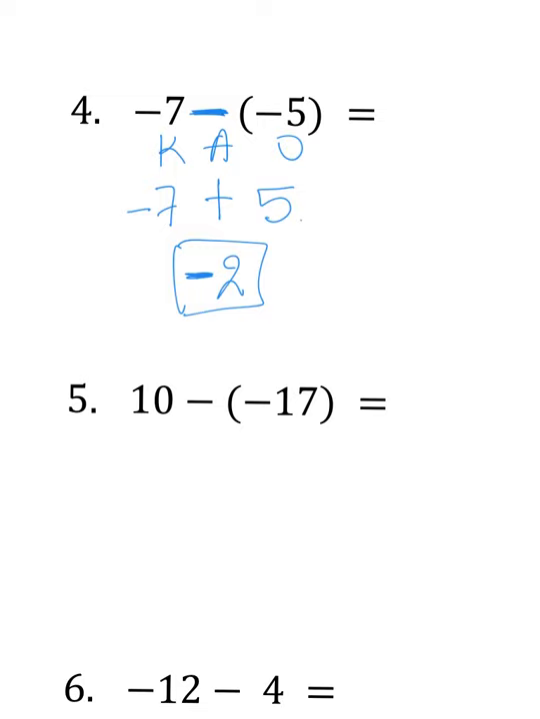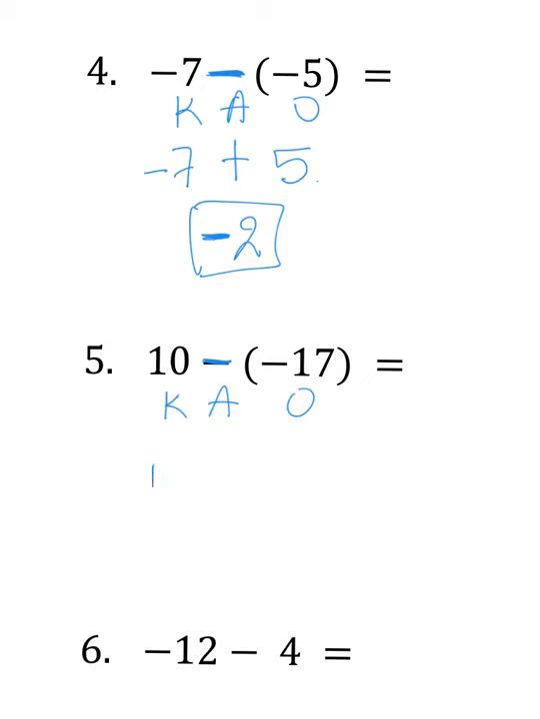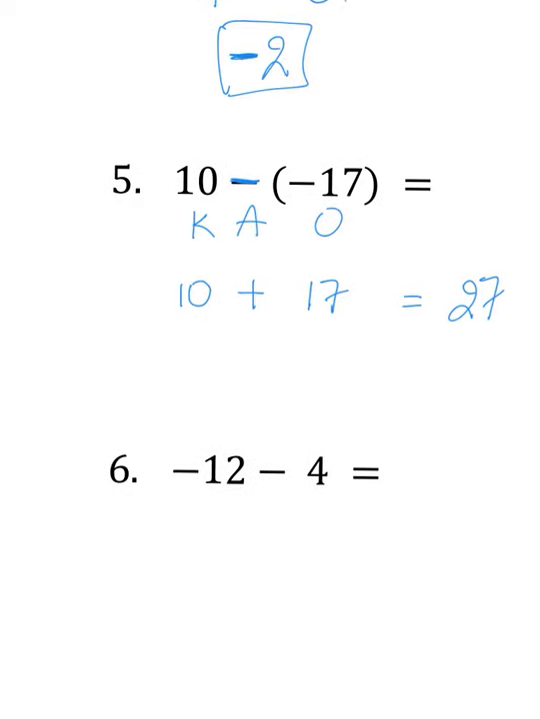Number 5. Subtraction problem, use KAO. Keep, add, opposite. The opposite of -17 will be 17. So 10 plus 17, 27. Same side, add and keep. So they are both positive.